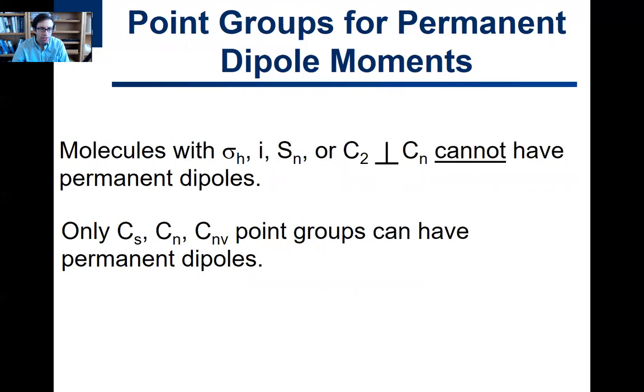So if you go through this, molecules with sigma H, inversion, SN, or the D point groups, C2 perpendicular to Cn, can't have permanent dipoles. The only ones that have permanent dipoles are CS, Cn, and CNV. And so the reason is because these other point groups have symmetry operations that can change the direction of that dipole. These don't, okay? What will end up happening is you'll have a dipole and it'll just kind of rotate in the plane or along the axis of that dipole moment, and so it won't change.